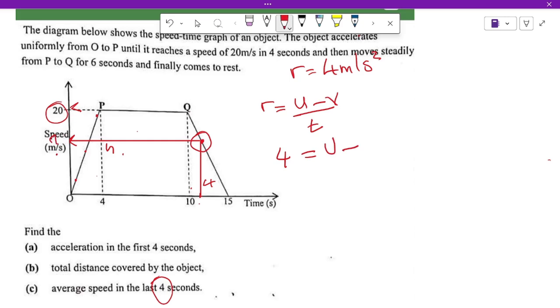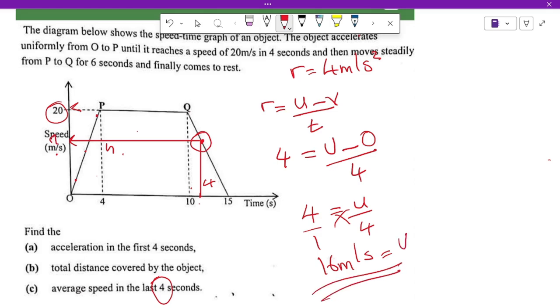The final velocity. The final one, it got to rest. Whenever it gets to rest, the velocity is 0. Over the time, which is the last 4 seconds. So that's a 4 there. So we are going to say 4 is equal to u minus 0, which is just u, over 4, and then we can say over 1, cross multiply. 4 times 4 gives you 16 meters per second, since that is speed. So that is the value for u. Now the question is saying find the average speed in the last 4 seconds. So now in the last 4 seconds, what shape do you have?